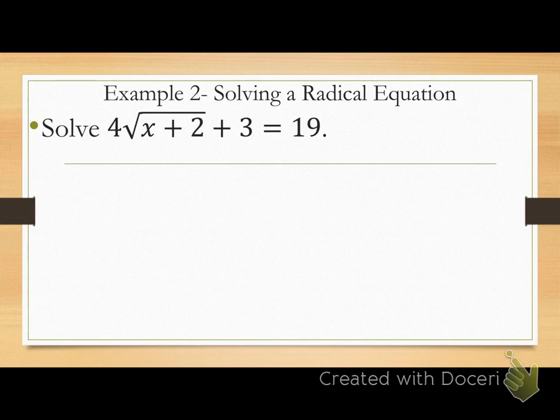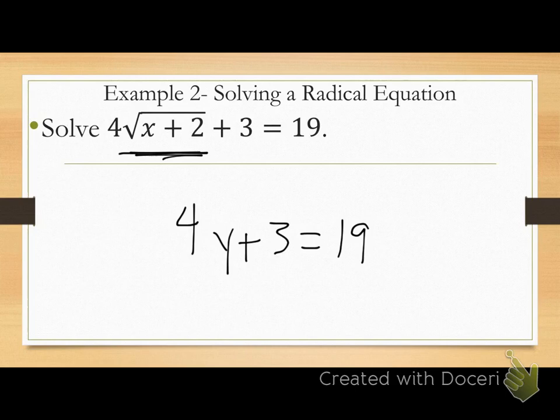Could you divide by 4? I would not do that first. So here's what I like to do with radical expressions. We could treat the whole radical kind of like its own variable for right now since I'm trying to isolate that by itself. So think of this as like 4y plus 3 equals 19.